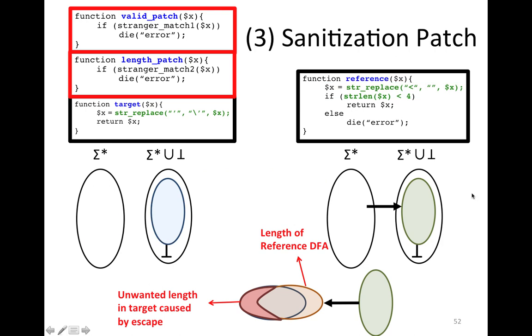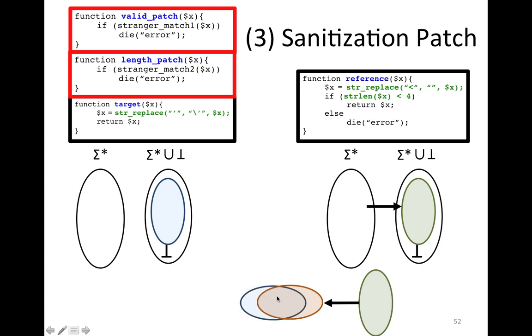Given the same computation that we did before, without doing any new computation, we are going to get the set that is after restricting the length here. Okay, so this is the set that has the same lengths as the set. So these are the strings that are output by the target after applying the two patches that have the same length as the strings that are output by the reference. They are not the same. They should not be.